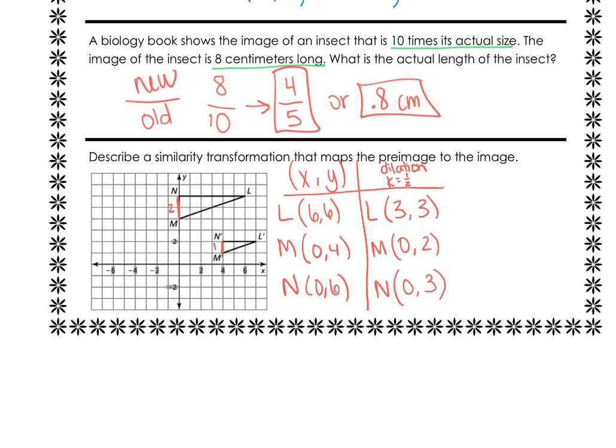L is at (3, 3). M is at (0, 2). And N is at (0, 3). All right, so obviously that is not the answer they came up with. So that means we need to keep going and do something else to get their final answer. So from here, the shape doesn't change sizes anymore. It doesn't rotate. It doesn't flip. All it's doing is moving to the right and down a little bit.